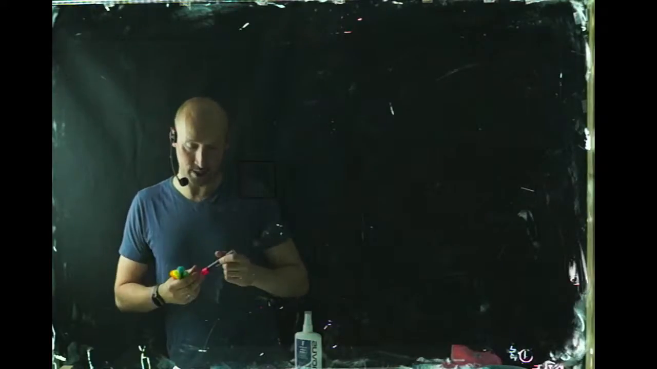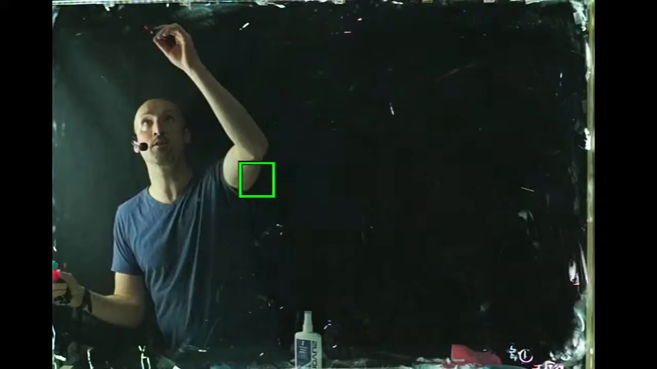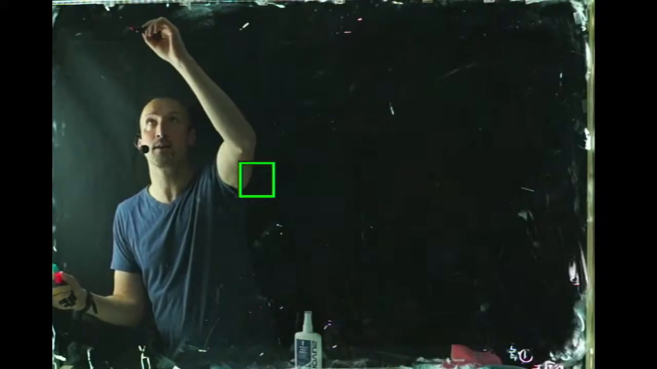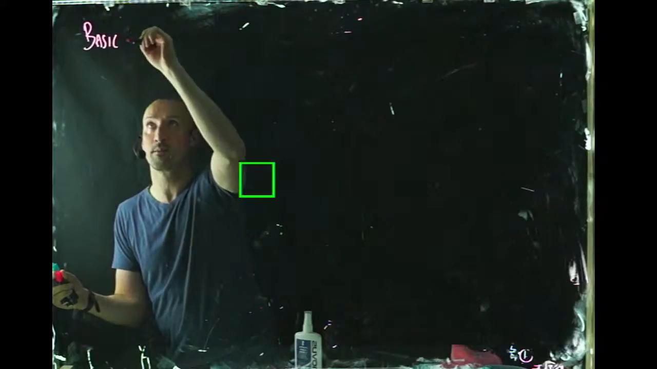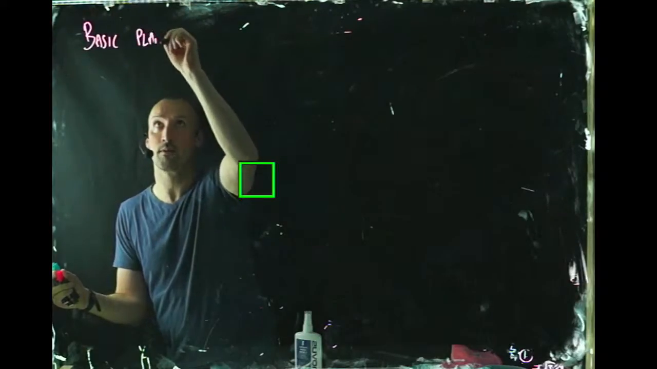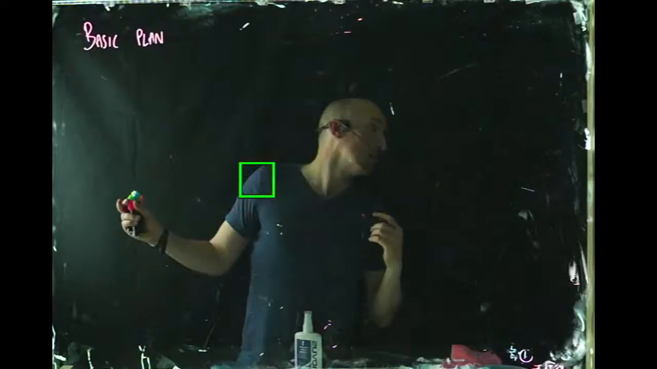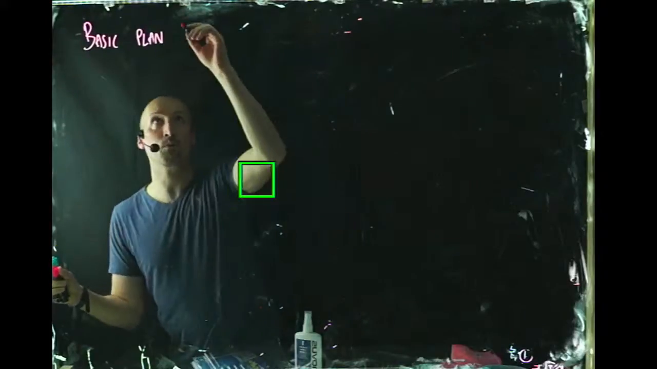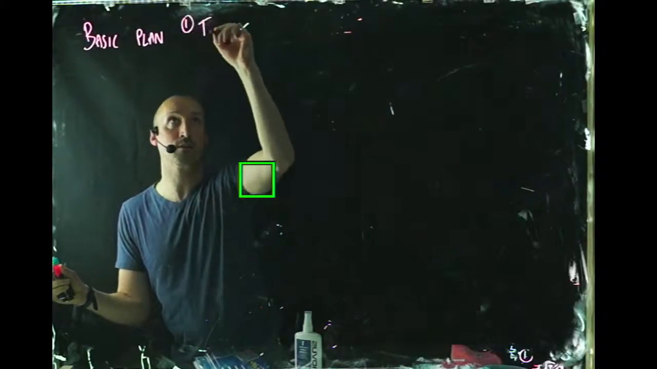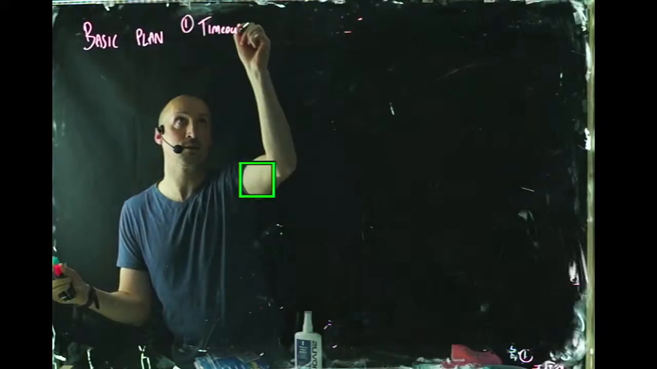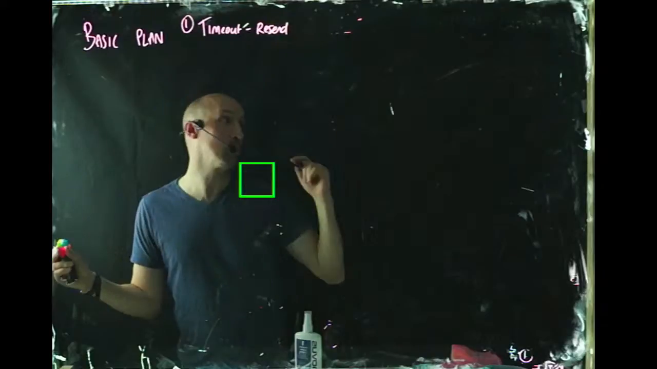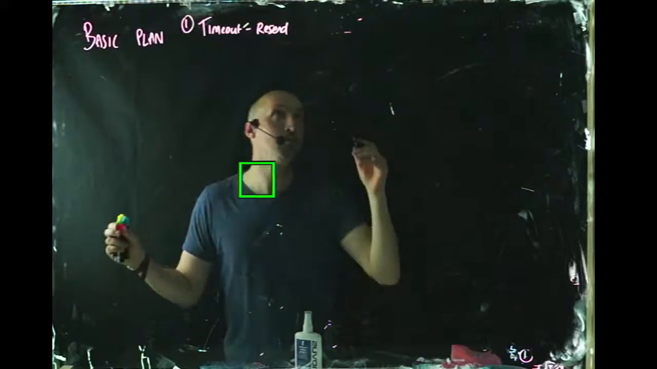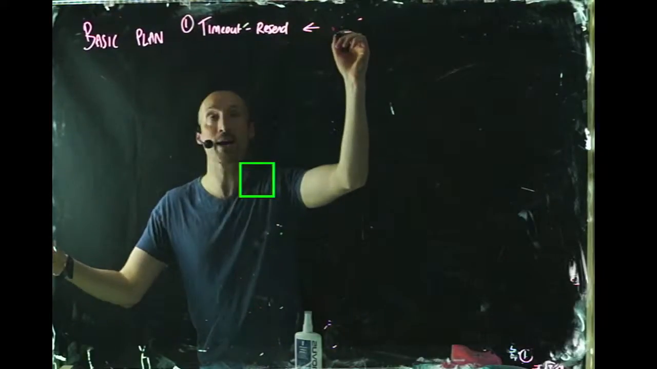Let's go through it again. So what is the plan here? Okay, so the basic plan. Basic plan is number one, we're going to use timeouts. Timeout, resend. This will deal with dropped packets.